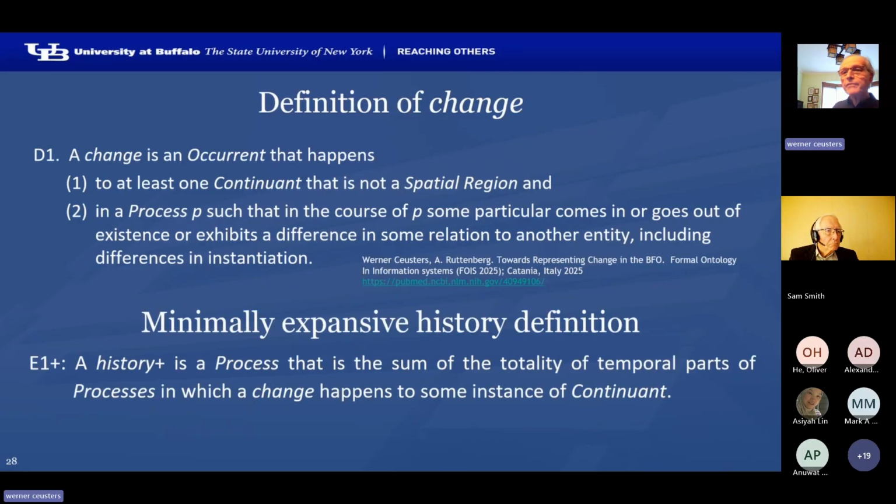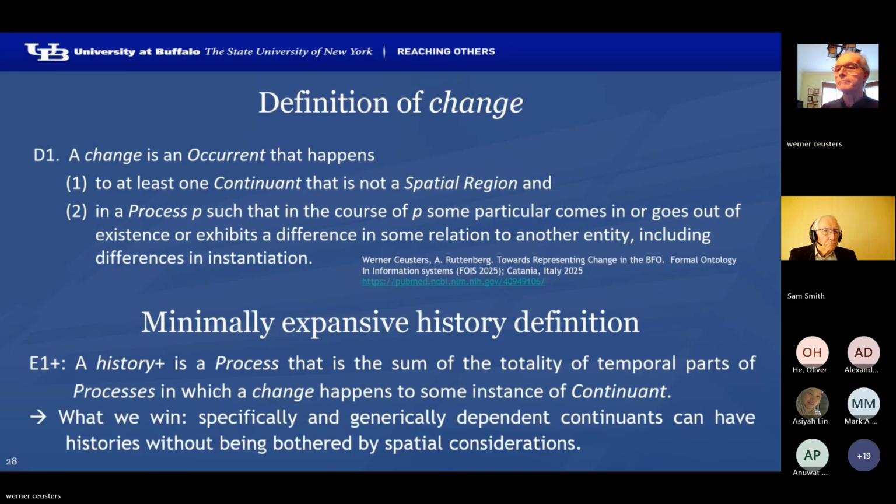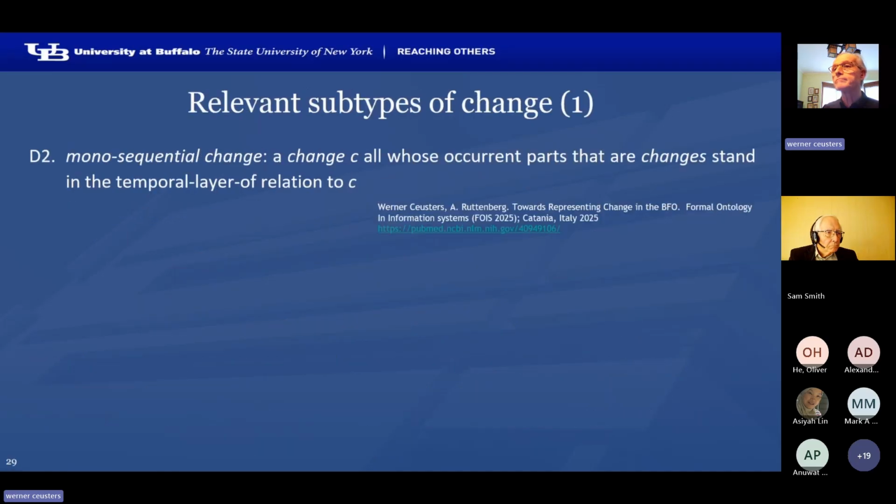So on the basis of that definition of change, we could introduce a minimally expansive history definition, which would read: the history plus is a process that is the sum of the totality of temporal parts of processes in which a change happens to some instance of continuant. What we win here is that specifically and generically dependent continuants can then have history too without being bothered by those spatial or spatio-temporal considerations.